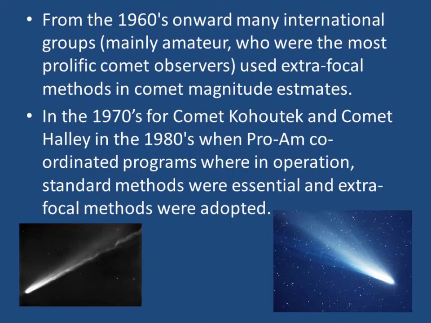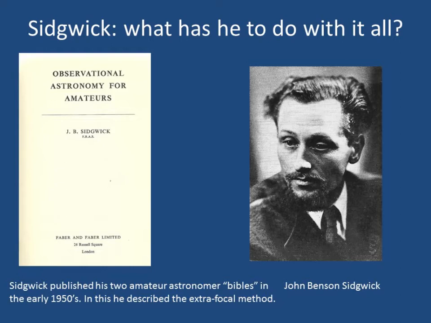So from the 1960s onwards, many international groups, mainly amateur, who were the most prolific comet observers, as Jonathan has said, used extrafocal methods in comet magnitude estimates. In the 1970s, Comet Kohoutek and Halley in the 80s, when Pro-Am coordinated programs were in operation, standard methods were essential and extrafocal methods were adopted for these studies. So, the standard method is the Sidgwick method, and that's the one that's usually quoted when people write their visual magnitude estimate and send it in. So what's he got to do with it all? Where did he muscle in?